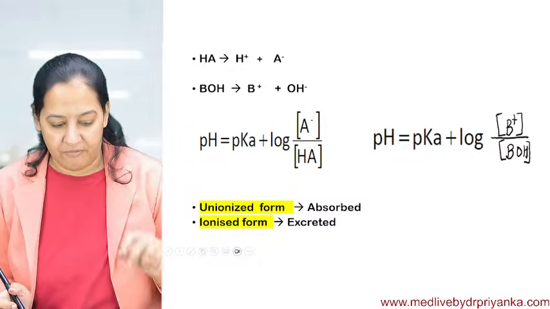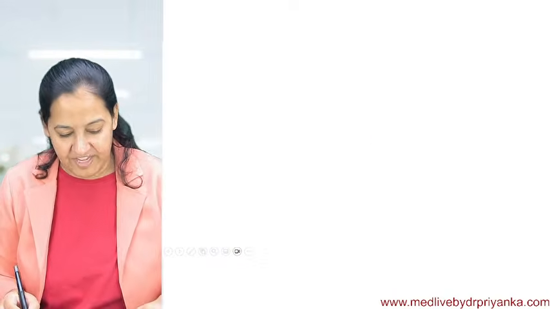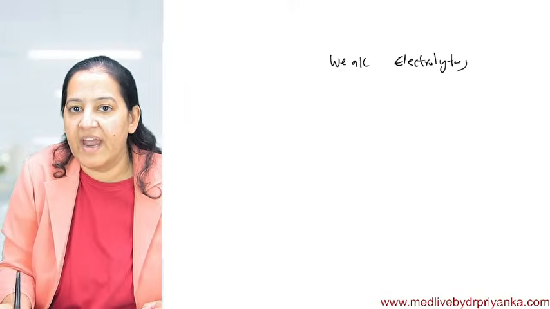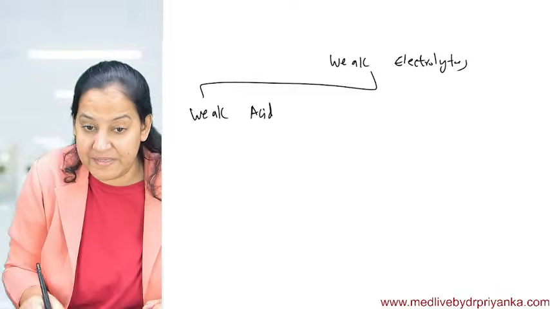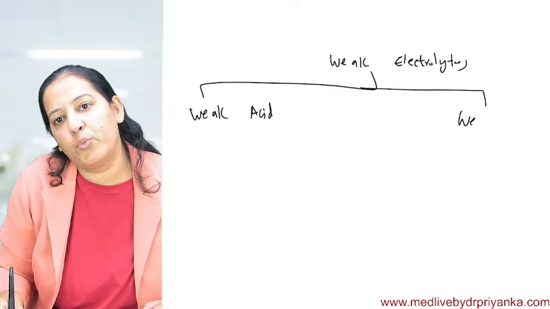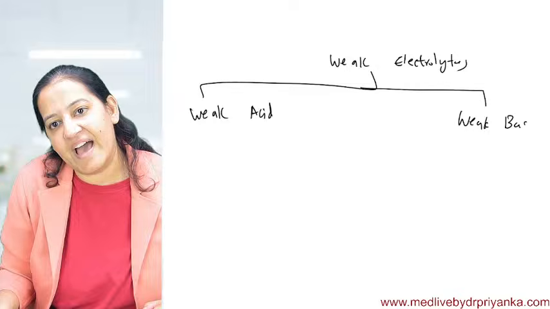You know, there are two types of drugs. I told you, weak acids and weak bases. Most of the drugs are weak electrolytes, they are not lipid soluble, and they are of two types. Weak acid, please understand, it's pure chemistry, and weak base.